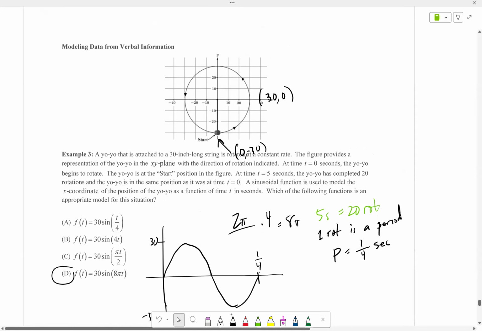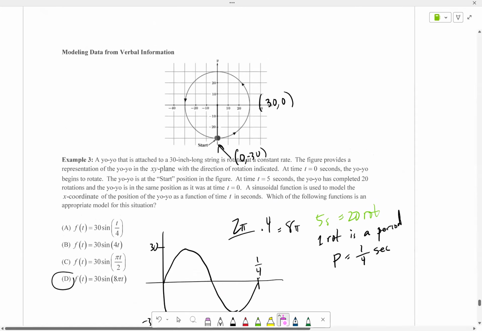1/4. So I just want you to take a moment to actually see that x value changing, right? It's going from 30 to 0 to negative 30. As this goes around, the x value just kind of goes like this, doesn't it? 0 to 30 to negative 30. Does this oscillate back and forth?